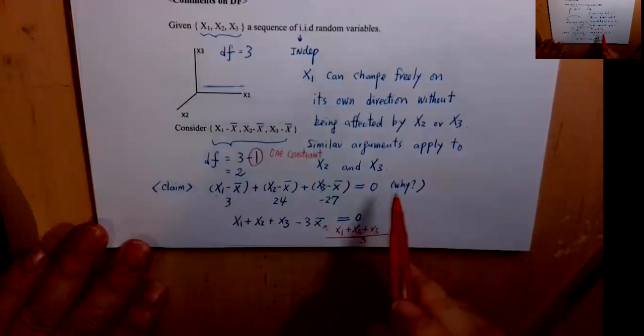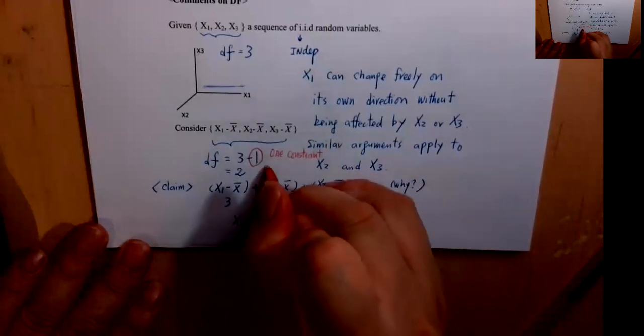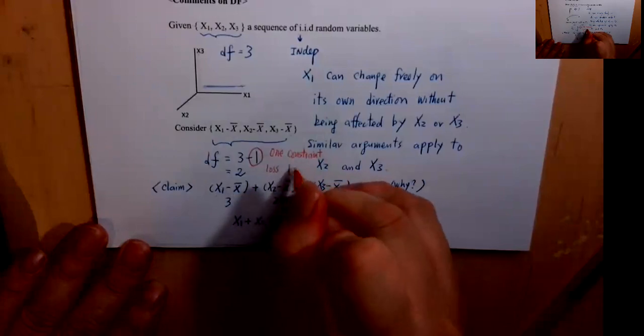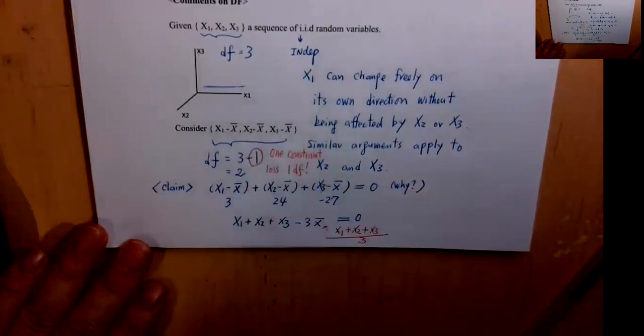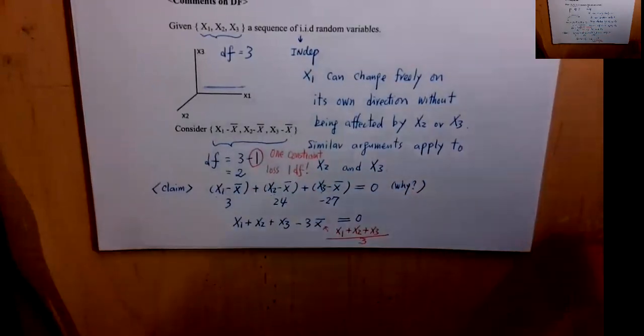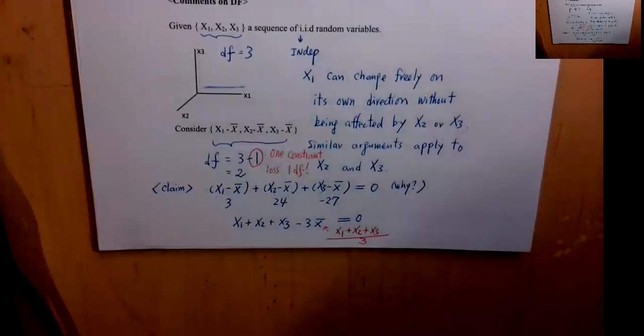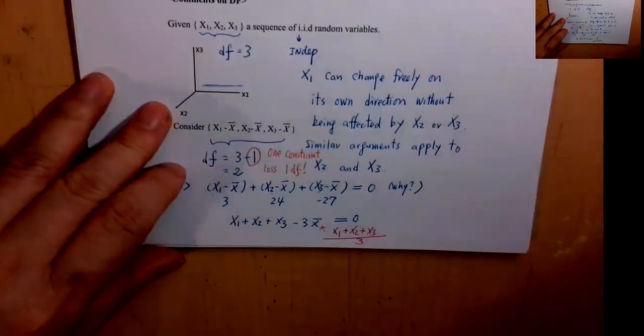This is one constraint. Because of this constraint, we lost what? One degree of freedom. Okay? Is that clear? This is the concept of degree of freedom. Now, let's move on to the next page.